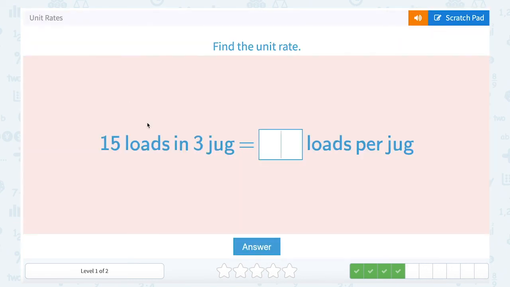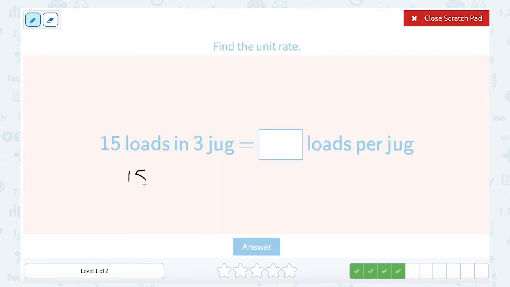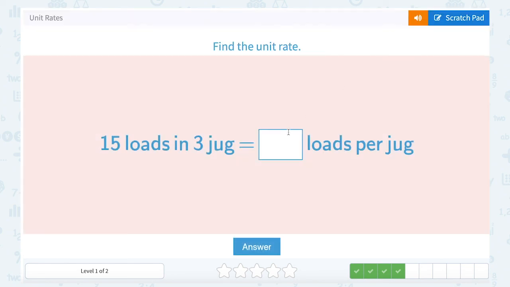We have 15 loads in 3 jugs. We want to know how many loads per jug. Okay, so maybe we're talking about laundry detergent or something like that. And loads per jug means we're going to divide loads divided by jugs. So that would be 15 divided by 3, and that's going to give us 5 loads per jug. Notice per jug means for each one jug, which makes it a unit rate.